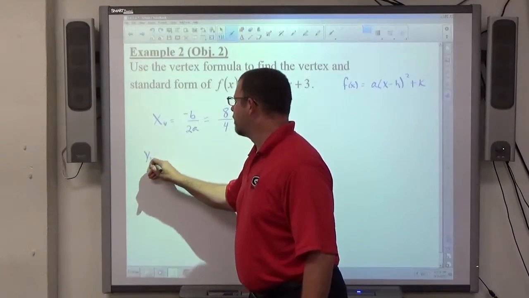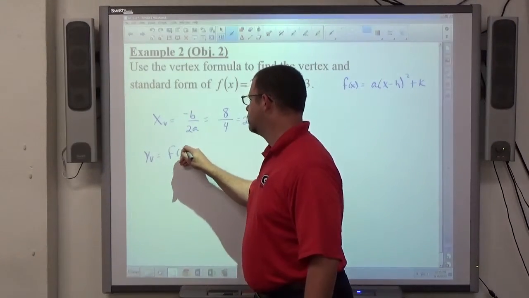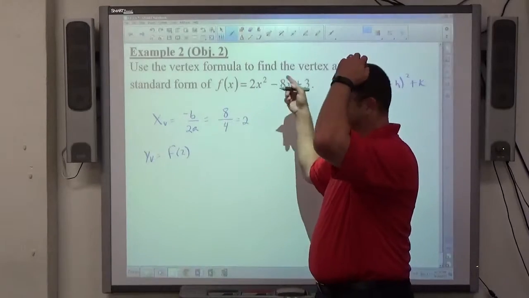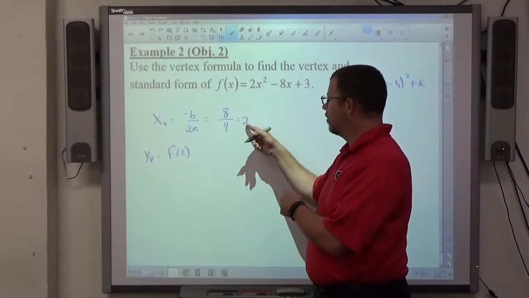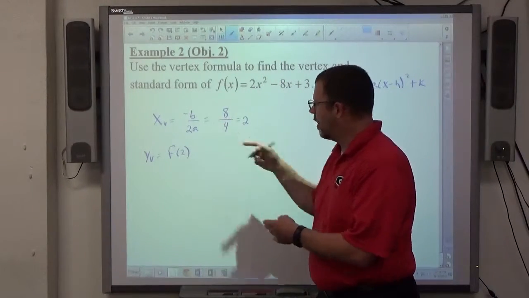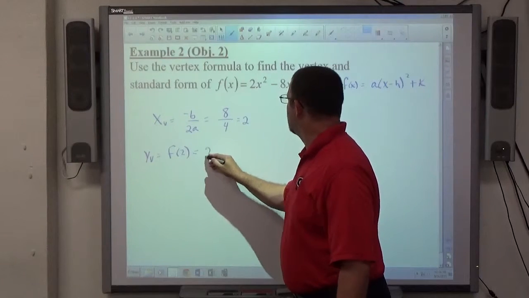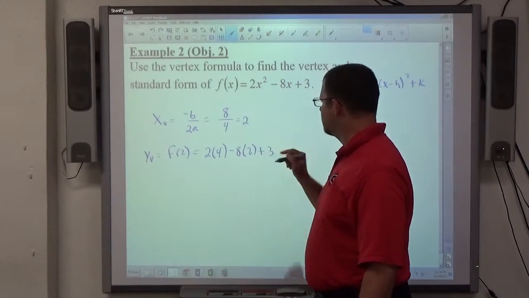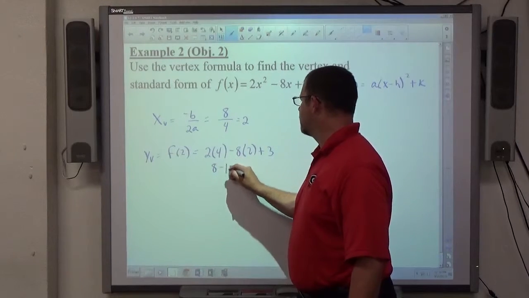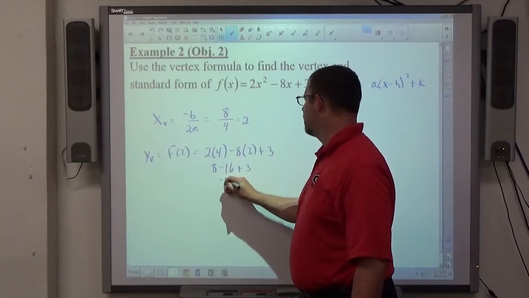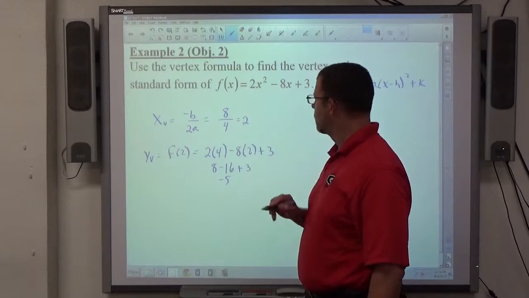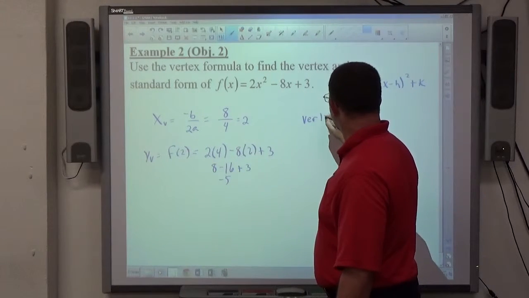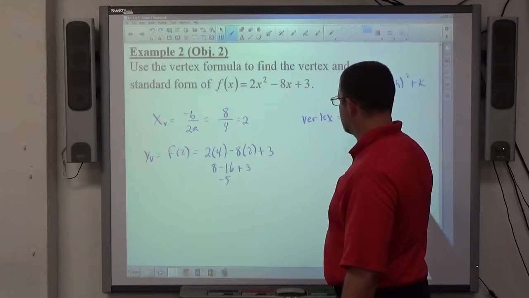The y-coordinate of my vertex is just going to be f of 2. f of x is the function, right? If I substitute x equals 2 in, I should get y out, so f of 2. So that's going to be 2 times 2 squared minus 8 times 2 plus 3, which is 8 minus 16 plus 3, which is negative 5.